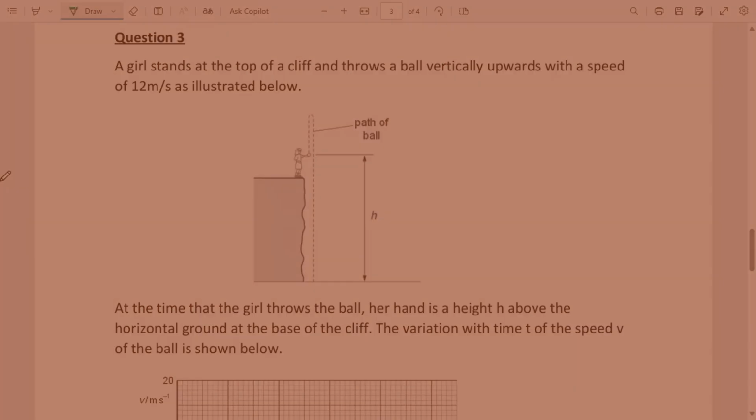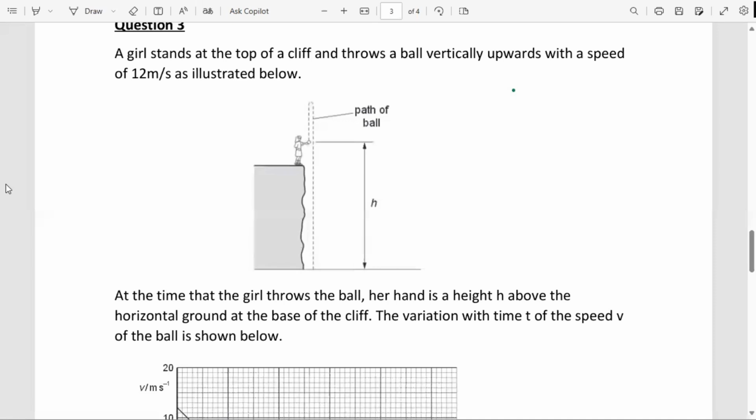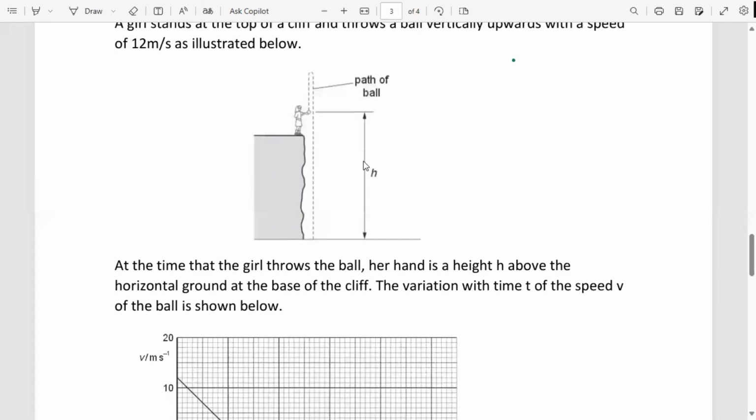Let's now go to the third question. Question 3 is saying a girl stands at the top of a cliff and throws a ball vertically upwards with a speed of 12 meters per second as illustrated below. So we've been given this diagram, showing the whole path of the ball and the height of the hand from the ground. At the time the girl throws the ball, her hand is a height h above the horizontal ground at the base of the cliff. The variation with time t of the speed v of the ball is shown below.